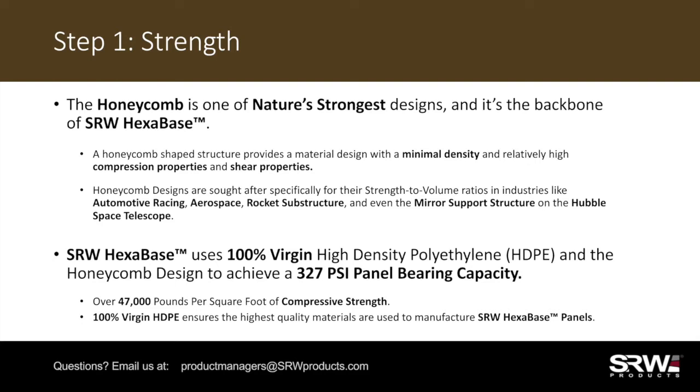Material selection is also critical to generate the robust strength needed. That's why SRW HexaBase uses 100% virgin high-density polyethylene combined with the honeycomb design to achieve a 327 pound per square inch panel bearing capacity. That's over 47,000 pounds per square foot of compressive strength. By using 100% virgin HDPE, we ensure nothing but the highest quality materials are used to manufacture SRW HexaBase panels.